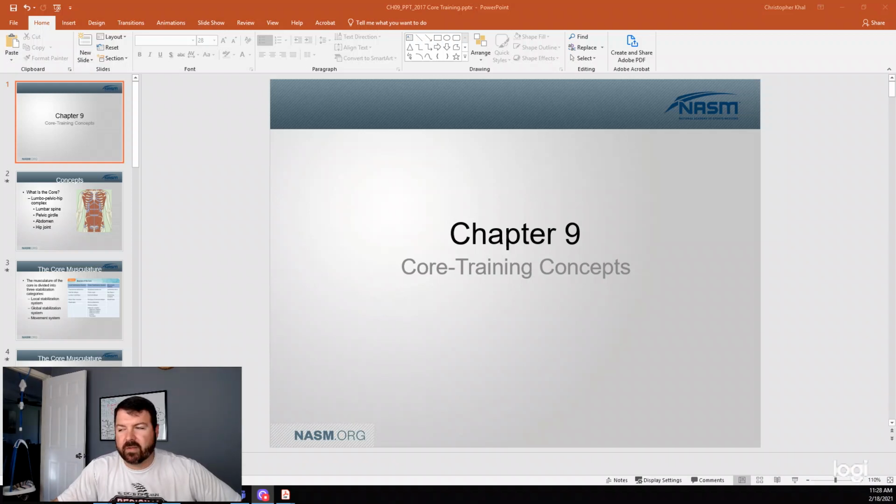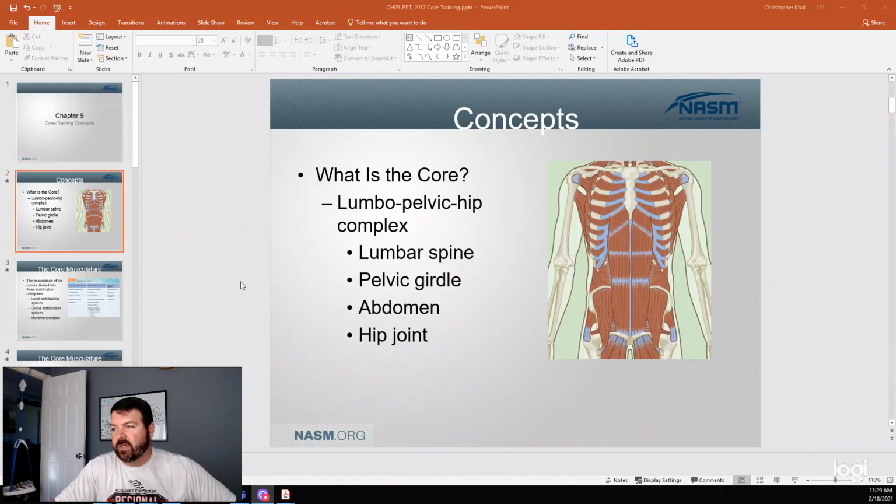Hey guys, so I'm going to be talking about the core here in this PowerPoint, and I'm going to touch a little bit on some of the different training aspects of it. All right, so what is the core? The book defines it as the lumbopelvic hip complex, which is kind of a mouthful in itself. The core is essentially everything pretty much below my chest down to my mid-thigh and all the way around.